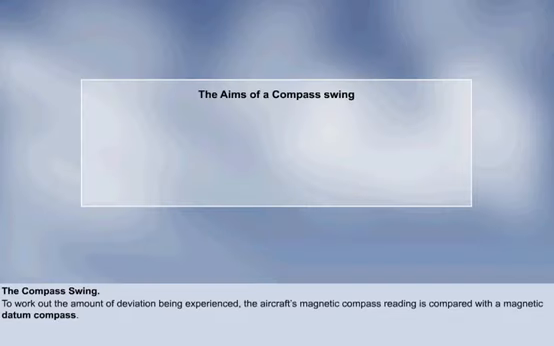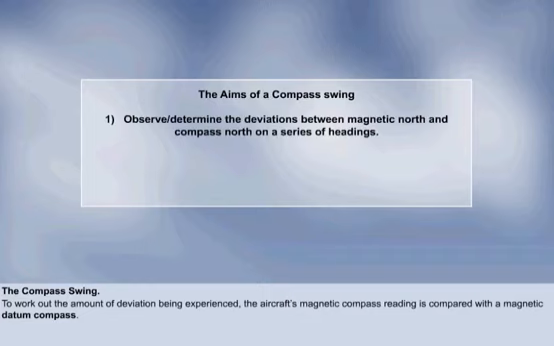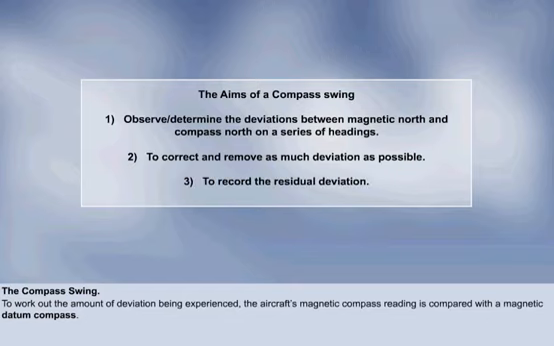The aims of the compass swing are: firstly, to observe and determine the deviations between magnetic north and compass north on a series of headings. Secondly, to correct and remove as much deviation as possible. And thirdly, to record the residual deviation which is left after a compass has been adjusted.